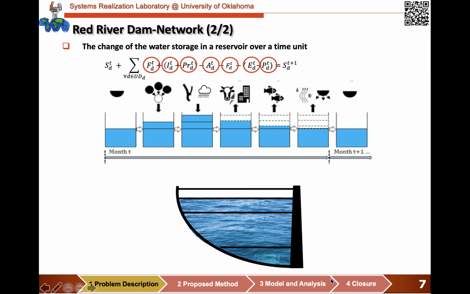In each reservoir, there are an inactive pool, a conservation pool, a flood control pool, a surcharge pool, and the maximum design surface. The actual upper and lower bound of a reservoir are the two red lines. Through controlling the water level between these two lines of all the reservoirs, we realize the functionalities of the dam network.